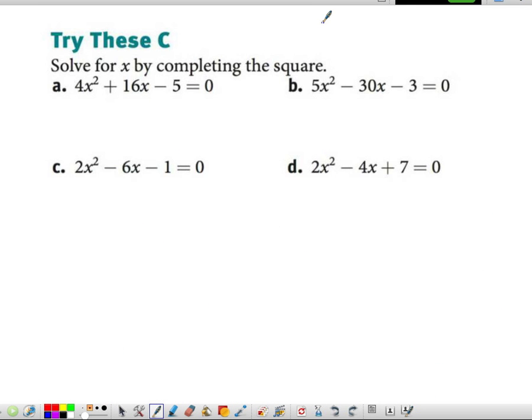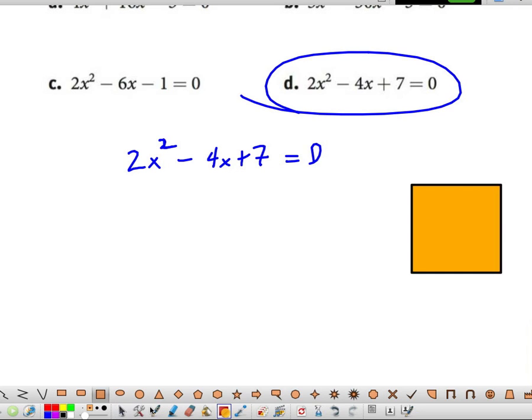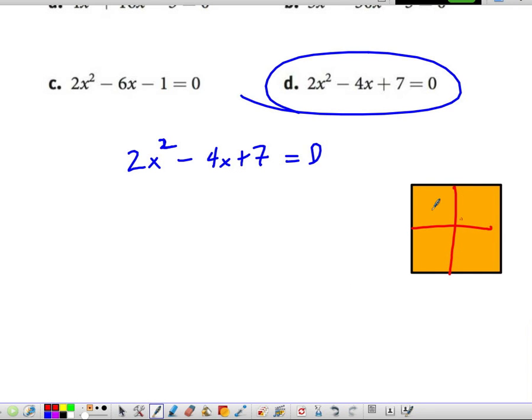Alright, let's do some more examples here. Let's just do one more. Let's go with D. So we have 2x squared minus 4x plus 7 equals 0. Okay, what is the very first thing we want to do? We want to make the coefficient of x squared 1, because when we draw our square, this always has to be x squared. So we need to divide everything by 2. So what we get is x squared minus 2x plus 7 over 2 equals 0.